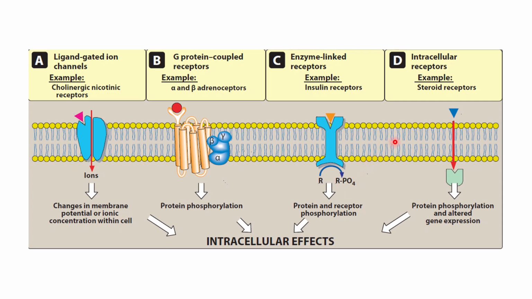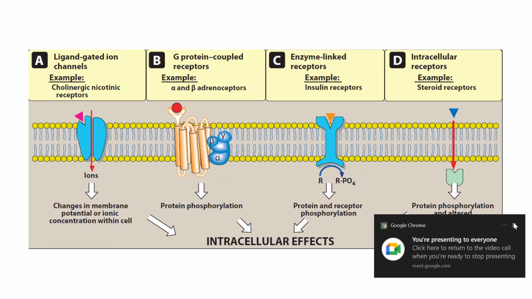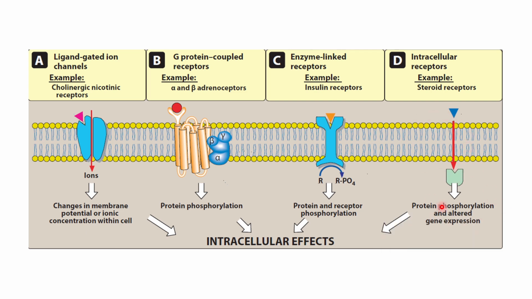And the last one is the intracellular receptors. So these are usually common for the estrogens, for example, and this type of receptors are located in the cytosol of the cell, and the drug should pass through the membrane bilayer and then connect with the receptor to activate phosphorylation or the gene expression, and that is more common for the steroid receptors.